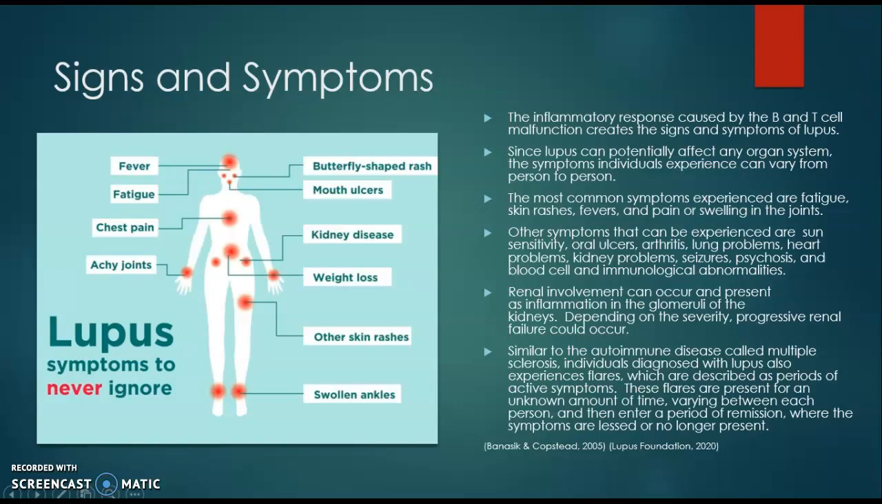This disease is similar to multiple sclerosis in that it has flares, and these are described as periods of active symptoms. These flares are present for an unknown amount of time and vary from person to person, and then you can enter a period of remission where the symptoms are lessened or they're no longer present.